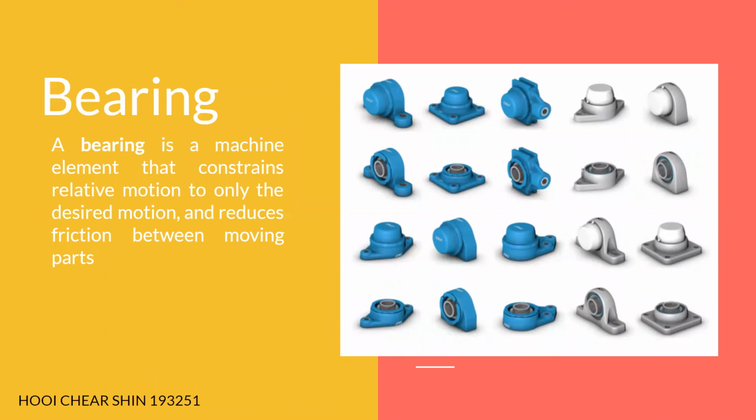Next, I will talk about bearing, another machine element that will be used in food processing machines. A bearing is a machine element that constrains relative motion to only the desired motion and reduces friction between moving parts.